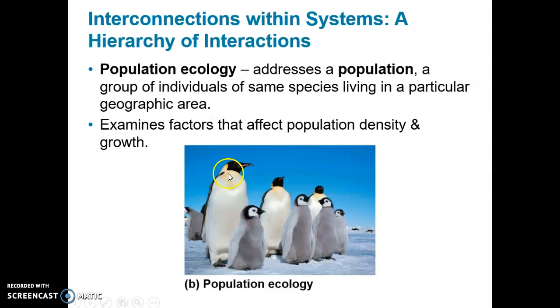So population ecology looks at the factors that determine if the population size stays steady, if it goes up, if it goes down, and if it goes up and down, does it fluctuate, say, on a seasonal level? Many organisms have seasonal fluctuations in the growth patterns of those populations.